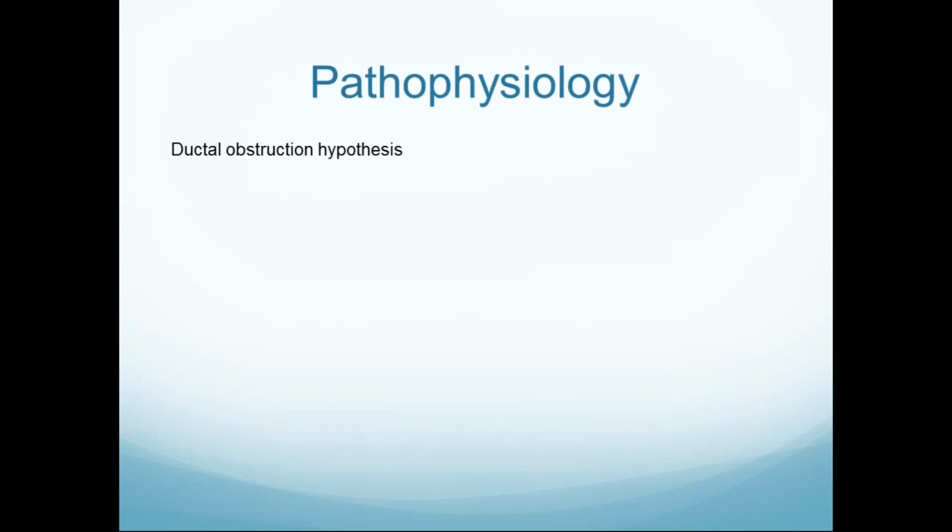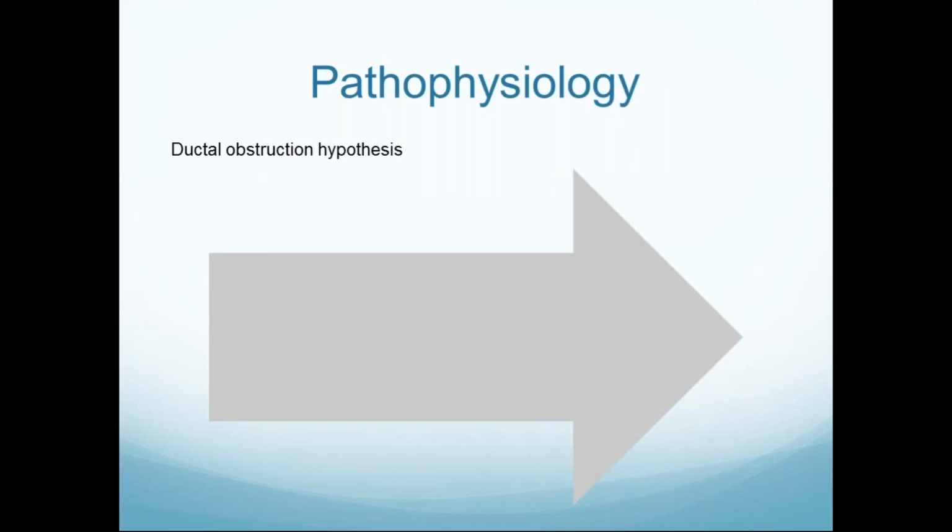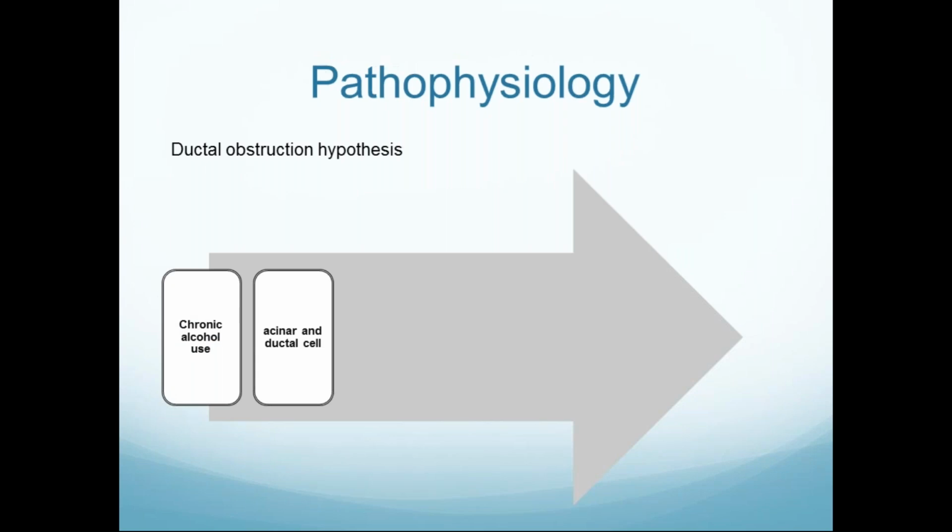And coming to pathophysiology, ductal obstruction hypothesis is one of the pathophysiological processes that causes destruction of the pancreas. In the ductal hypothesis, when the patient has chronic alcohol use despite acute pancreatitis, it causes continuous destruction of the SNR and the ductal cells. In the pancreas, we have 4 to 5 different types of cells. One of the cells is SNR and ductal cells.